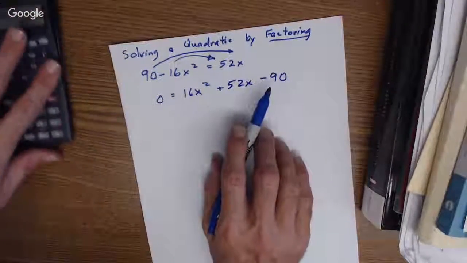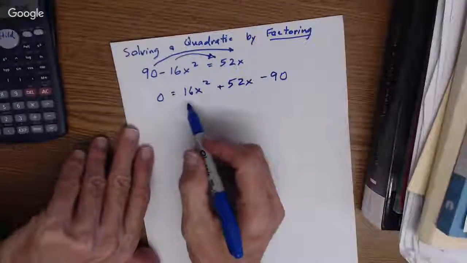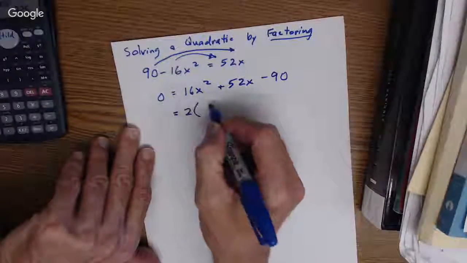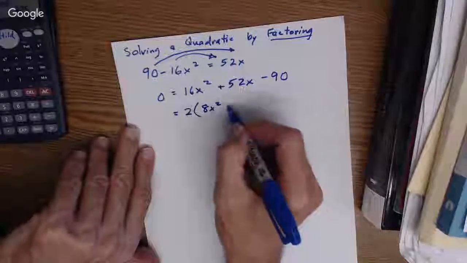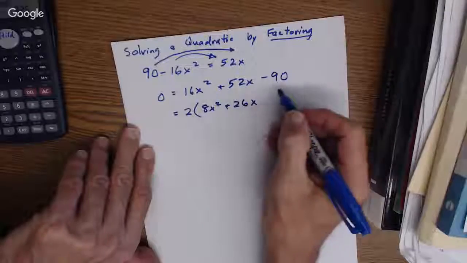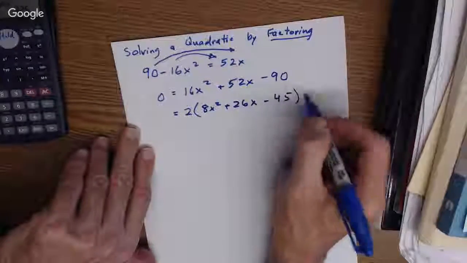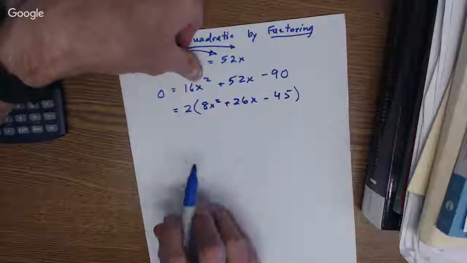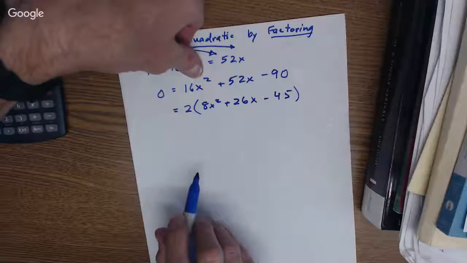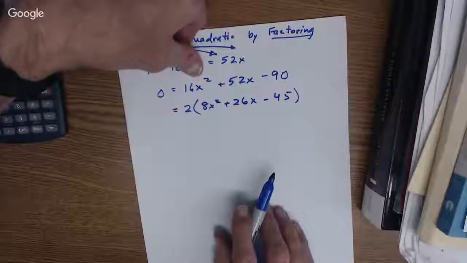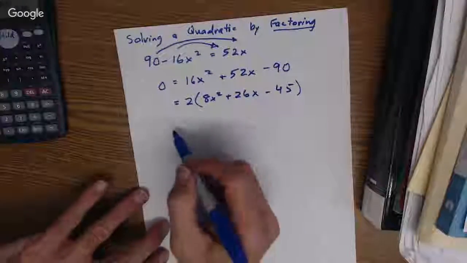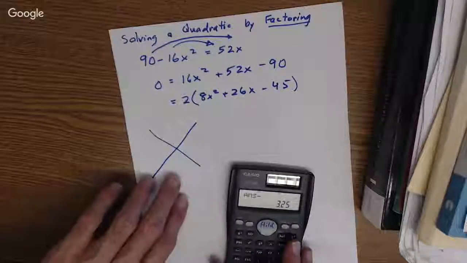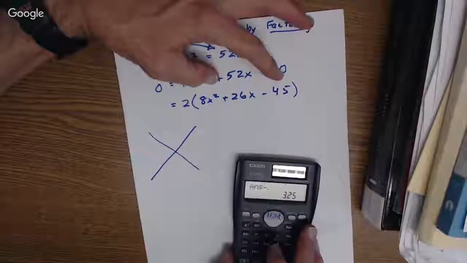Step 1 is to factor out common factors. The common factor here is going to be 2. And then I'm going to get 8x squared plus 26x minus 45. If there's a negative leading term, we would factor out a negative number to make that leading term positive. There's nothing else that's going to factor out of this. So now we're going to try the x method. And again, you could always use the quadratic formula, or completing the square. But I think this factors, so I'm going to try to do that.